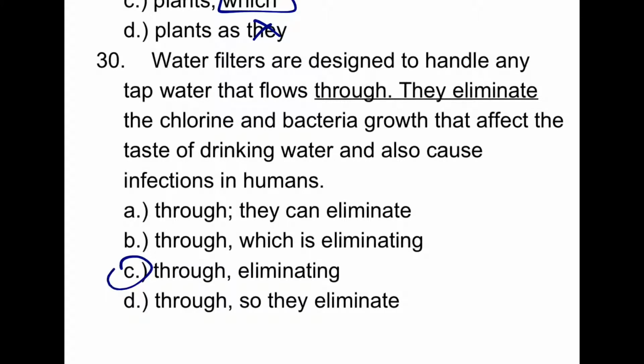30 was C. Eliminating makes this a phrase rather than a standalone clause. So the comma alone is good.